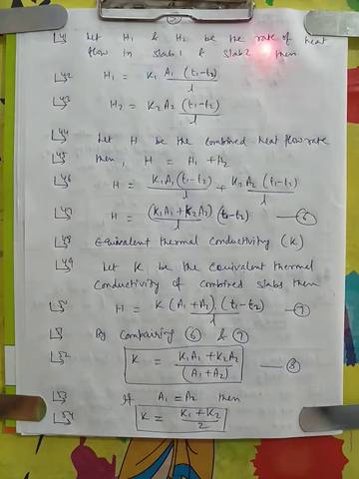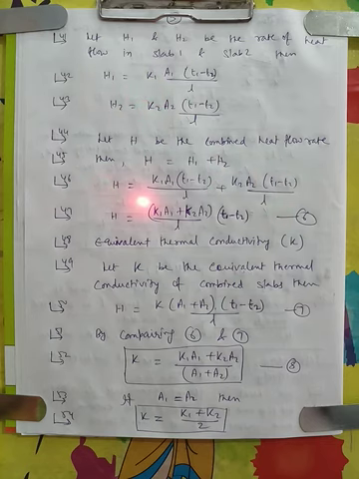Let H1 and H2 be the rate of heat flow in slab 1 and slab 2. Then H1 will be K1 A1 (T1 minus T2) by L and H2 will be K2 A2 (T1 minus T2) by L. And let H be the combined heat flow rate, meaning the total flow of heat from the cross section. That will be the sum of the heat flow from both the sections. H is equal to H1 plus H2.